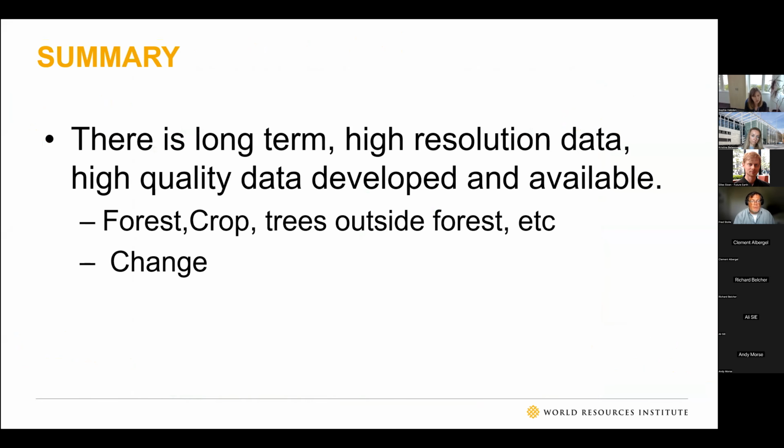So what I want to basically summarize on all the things, and we heard it from Richard, we heard it from Clément, we heard it from other speakers, there is great data out there on land cover. Sometimes and often longer term, 5 years, 10 years, 20 years, 30 years, high resolution, 10 meter, 30 meter, 300 meter, and classifying all kind of different land covers and change, and you can so do the trends.